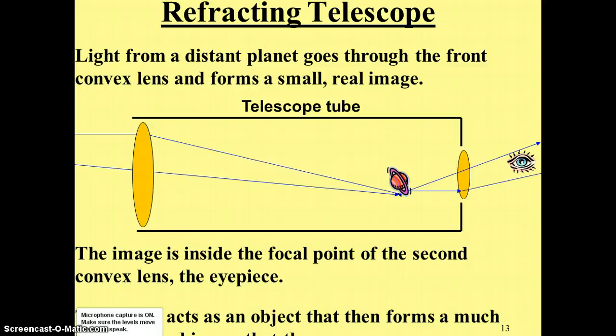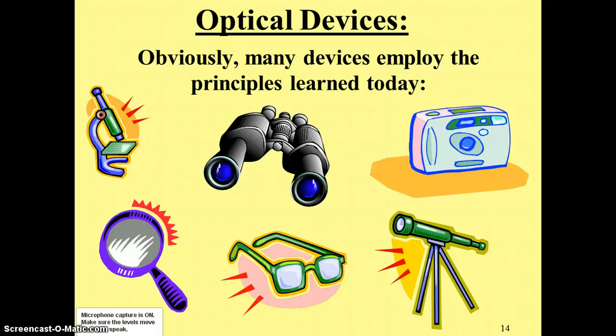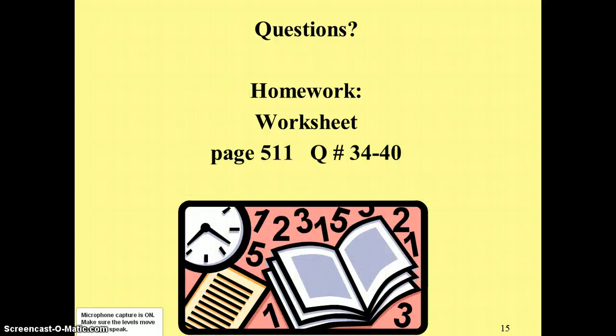Okay, so many different optical devices use multiple mirrors and or lenses. All right, you can think of binoculars and telescopes and eyeglasses and microscopes all utilizing these ideas that we've covered. Okay. If you wanted to read up on lenses any further, there's some follow-up questions in your textbook on page 511.